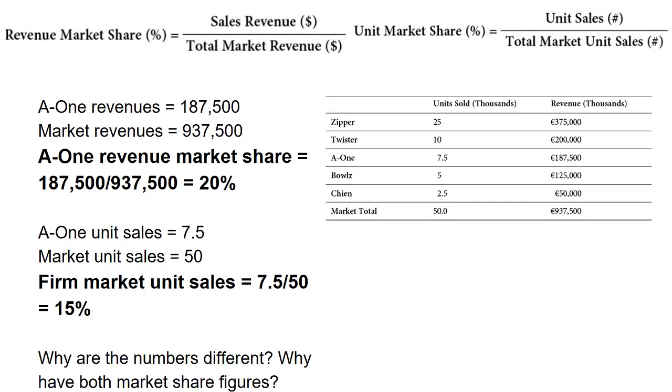So the question is, why are these numbers different? Why aren't they the same? And the answer has to do with the relative prices of the different competitors. Okay, so if you sell at higher margins, you're going to have lower volume. Okay, so you'll end up with potentially higher revenue market share but lower unit market share. However, if you sell kind of low end, low margin products, you're going to have a higher volume. So you're going to end up with a higher unit market share number than you would revenue market share.